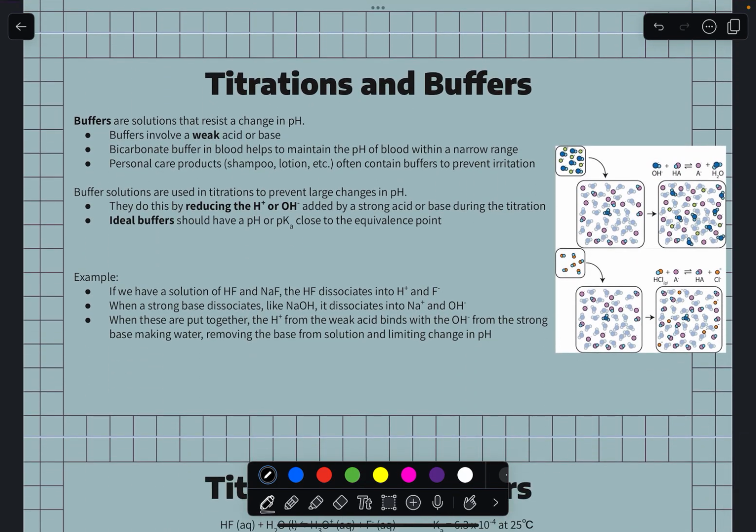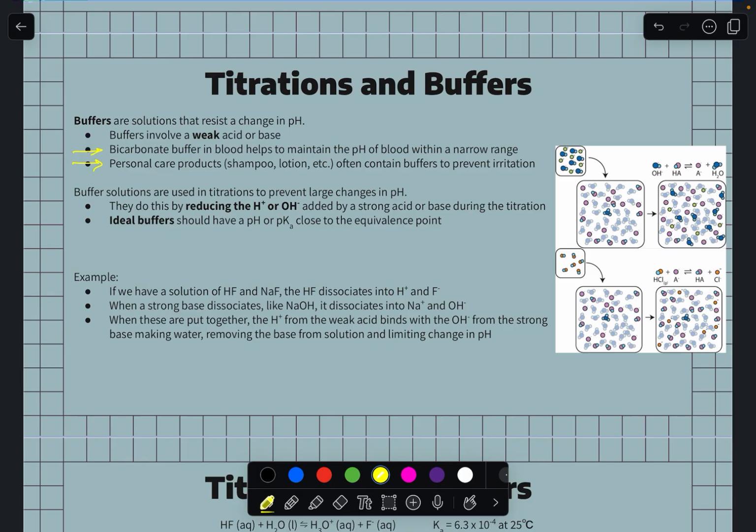Okay. And then talking about buffers, what a buffer is, it's a solution that resists the change in pH. So for a buffer to happen, you need to have either a weak acid or a weak base. Okay. Some examples of this is like bicarbonate buffer in your blood. It helps maintain your blood pH, because if that wasn't there, your blood would fluctuate and that would be really dangerous to us. You also, in personal care items like shampoo and lotion, they contain buffers so that it doesn't cause irritation to your skin. Okay, so buffers are in a lot of different places. You also have buffers in your stomachs for the stomach acid, right? It's just resisting changes in pH. It keeps it at a pretty close range of pH.